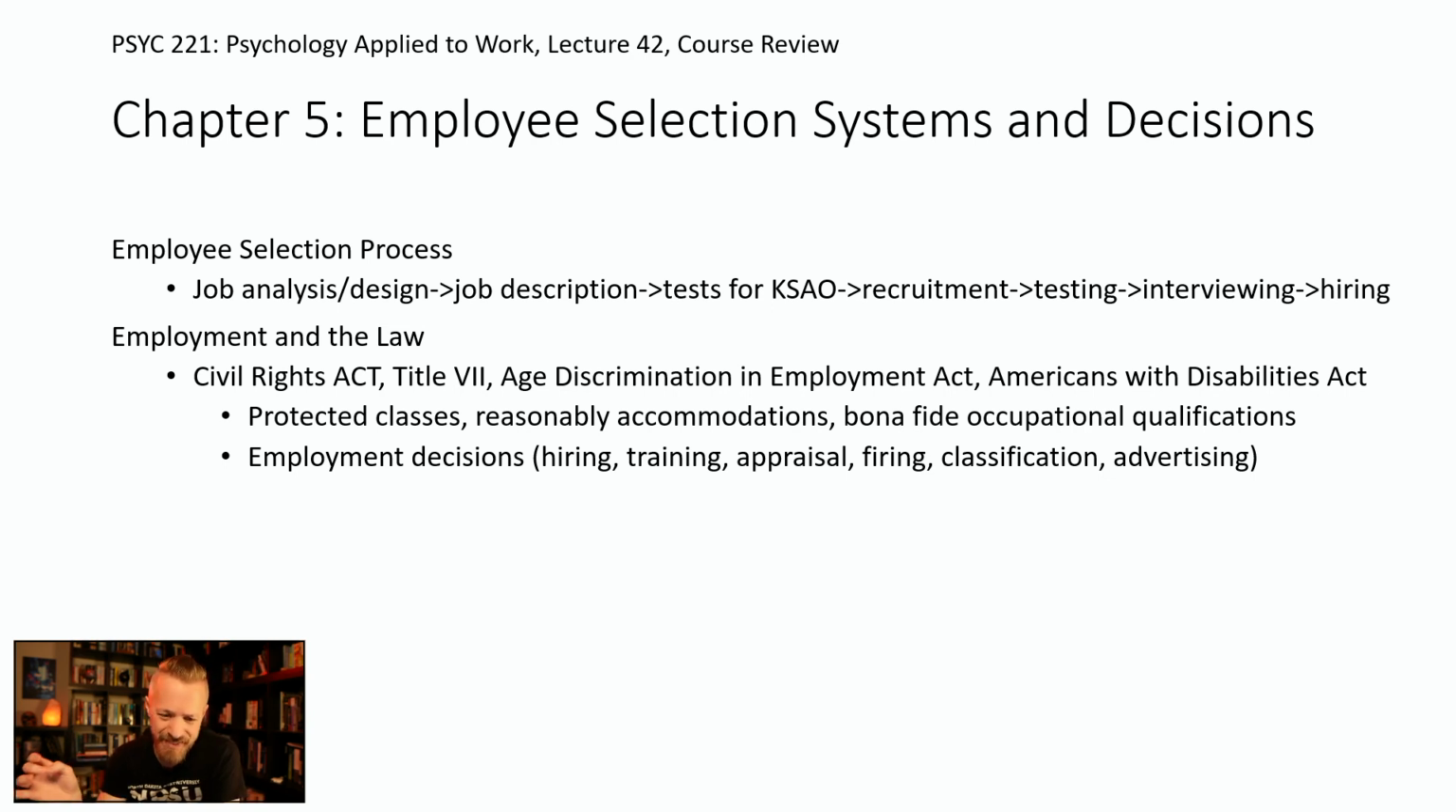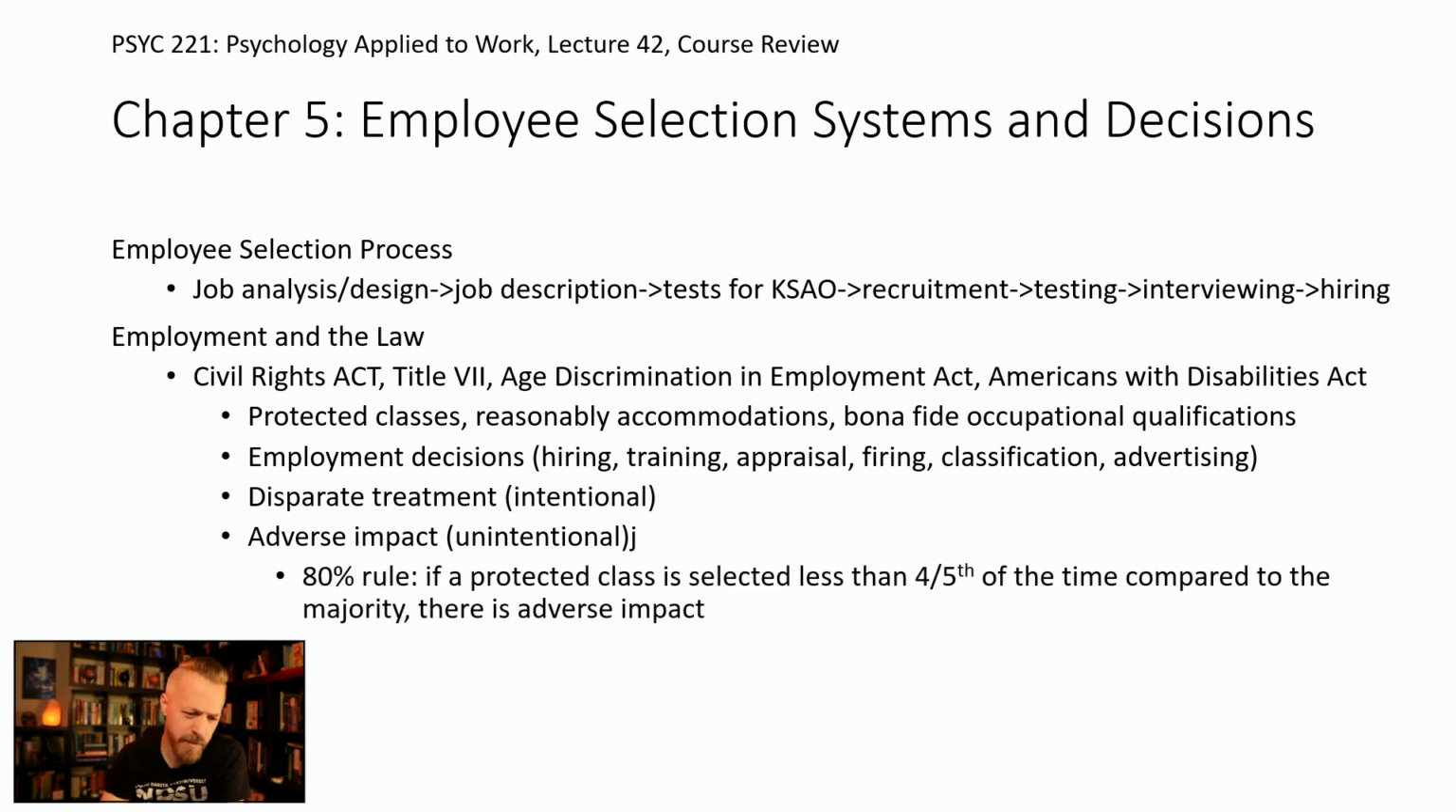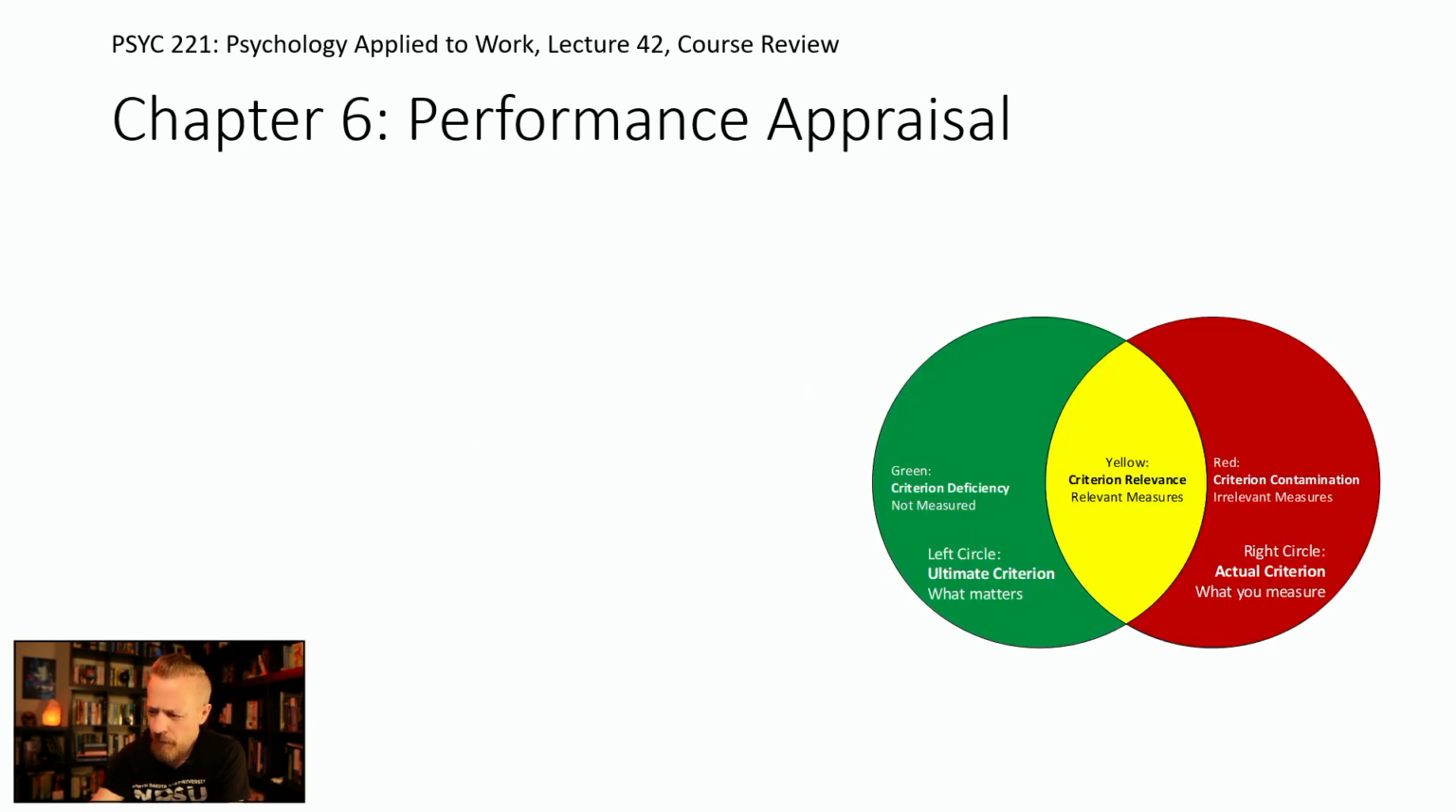They apply to employment decisions, so that includes hiring, training, performance appraisal, decisions to fire or lay off, how you classify someone in a job, even how you advertise for a particular job. And there's disparate treatment, where you're being intentionally discriminatory, and there's adverse impact, where you might not be intentionally discriminatory, but something in your system ends up being structurally discriminatory, and you're still adversely impacting things. And there's ways that's determined, like the 80% rule. All right, and then we talked about performance appraisal.